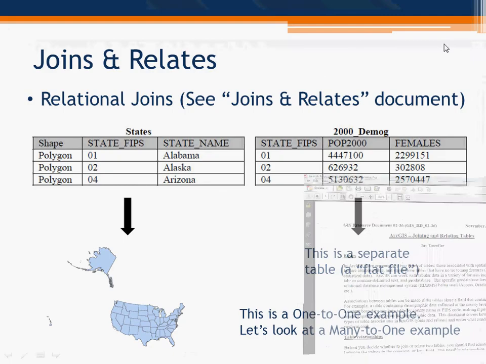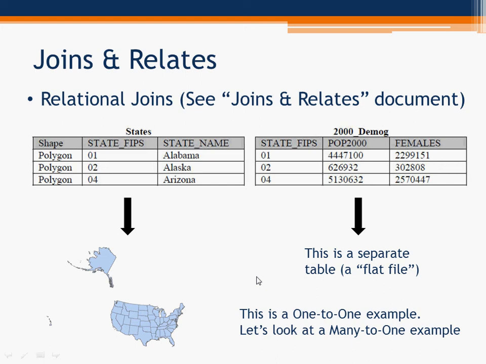So I'm going to go ahead and minimize that to get it out of the way and come back to our lecture here. And so we have a polygon that represents the state of Alabama, has a FIPS code of 1, Alaska has a FIPS code of 2, Arizona a FIPS code of 4. In this case, we have a separate disparate table that has some information about each one of those states. This particular table is demographic information from the year 2000, so we have total population figures.